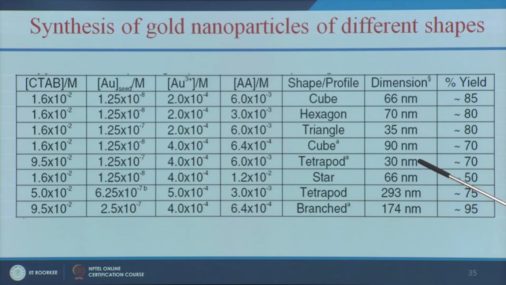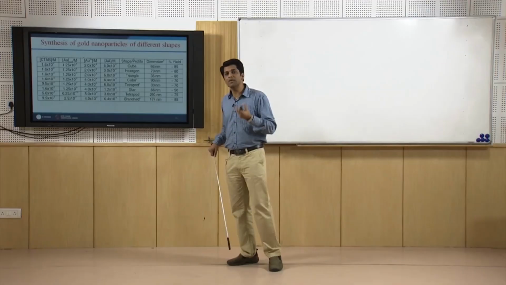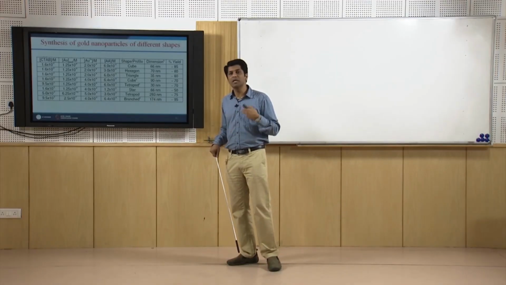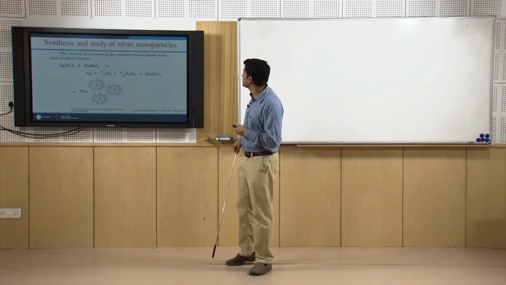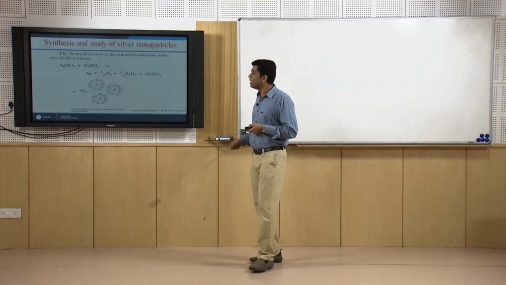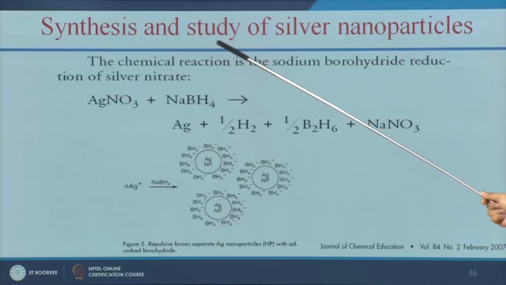So if I ask you to select a nanoparticle from this tabular column for catalytic activation based on the size, we have to select the smallest size, because the smallest nanoparticle will have the highest surface area to volume ratio, and it will have more catalytic activity. So, let us see how to synthesize silver nanoparticles.